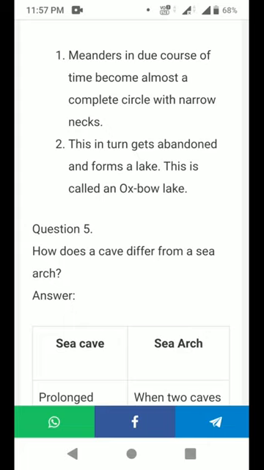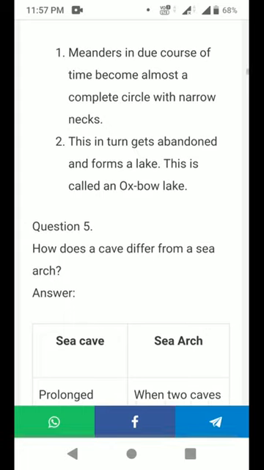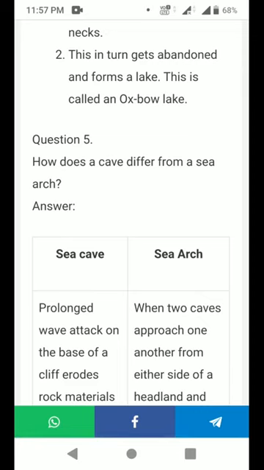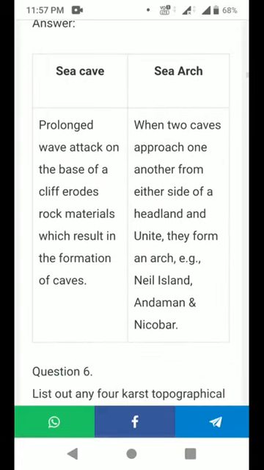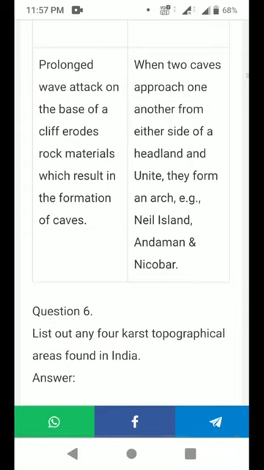Fifth question, how does a sea cave differ from a sea arch? So, the difference between sea cave and sea arch. Prolonged wave attack on the base of a cliff erodes rock materials, which results in the formation of caves. When two caves approach one another from either side of a headland and unite, they form an arch. Example, Nile Island, Andaman and Nicobar.